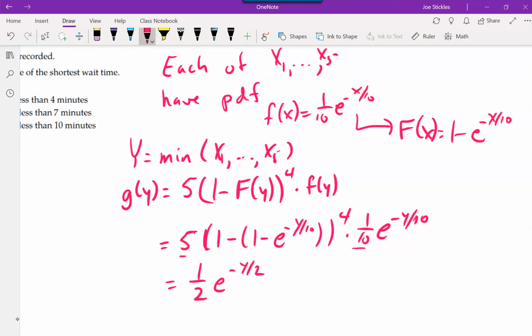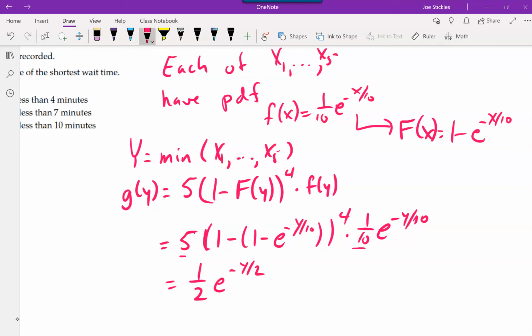Oh, the whole thing is to the fourth? Yeah, the whole thing is to the fourth. Oh my, that makes it so much better. Yeah, it does make it so much better. Ordinarily, we would have to take an integral. In this case, we actually should know the answer.